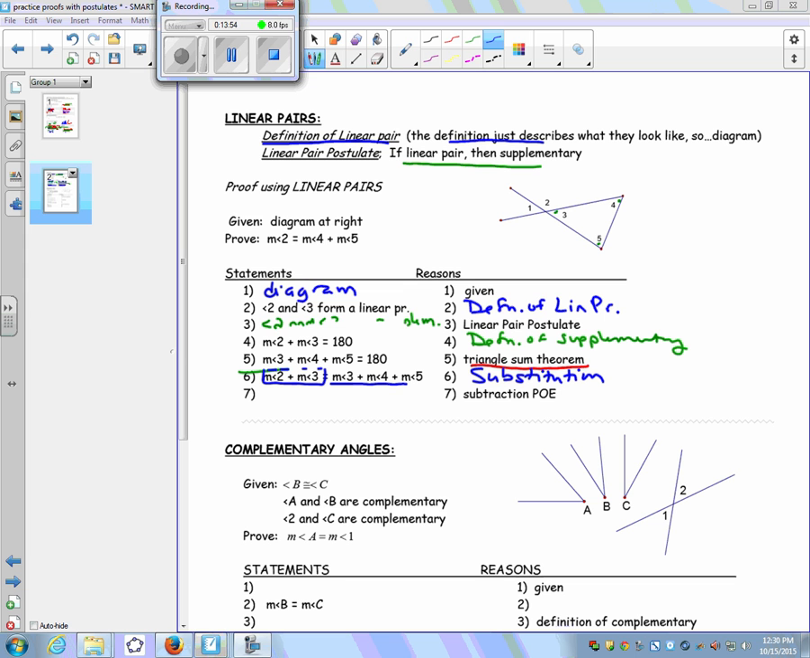Okay. Last one, subtraction property. What are we going to subtract from both sides, Thomas? Good. So you end up with exactly what you're trying to prove.